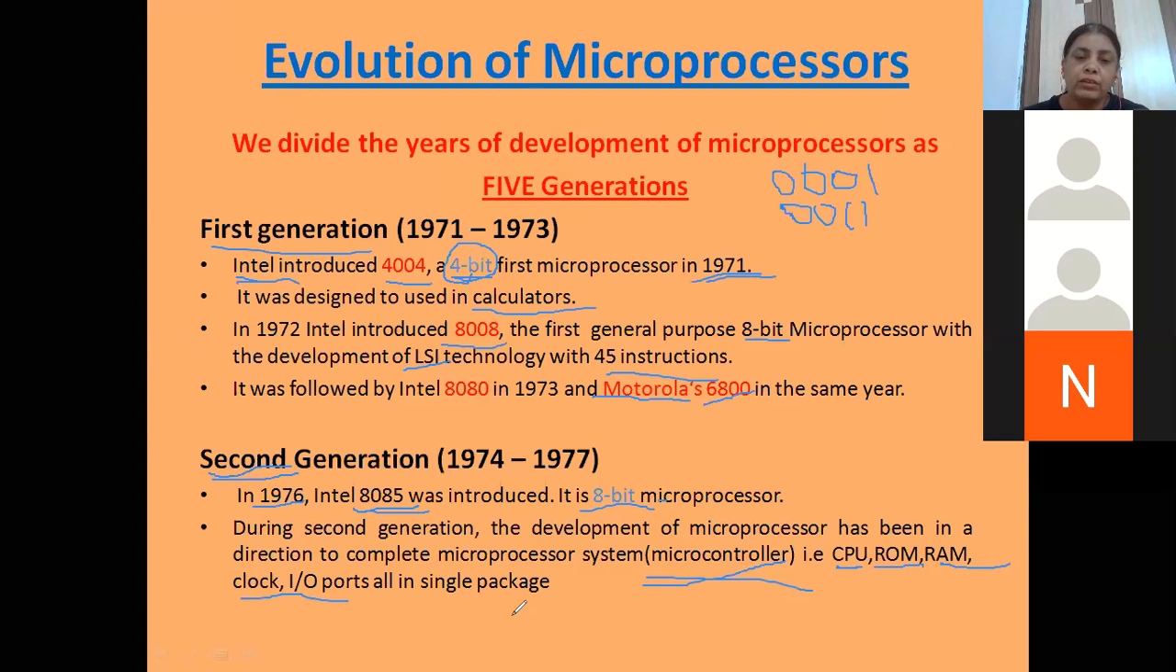So that particular function you need to control. For that you don't require a full-fledged computer. So for that we have a single chip which we will program according to that device. That development of microcontroller was also there in the second generation. So these are two generations. Next, third generation.